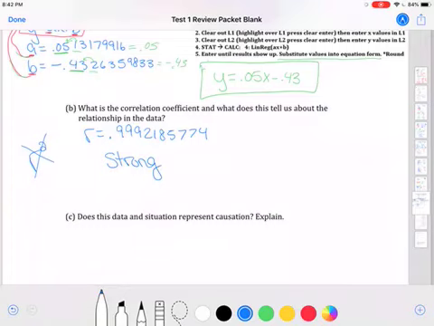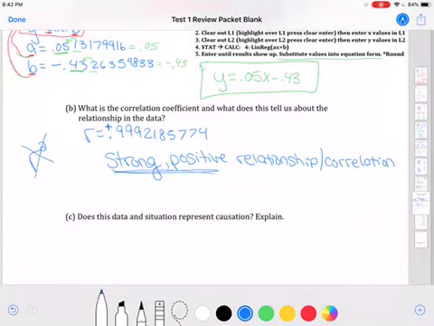You also need to state whether it is positive or negative. Because this R value is positive, that means it is a strong, positive relationship. And remember, relationship is just another word for correlation. So it doesn't matter which one you state, but these are the 2 words that are the most important. The closer it is to 1, the stronger it is.